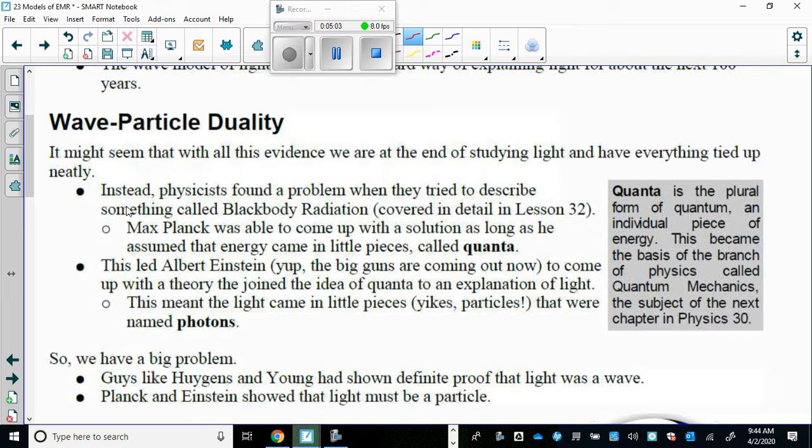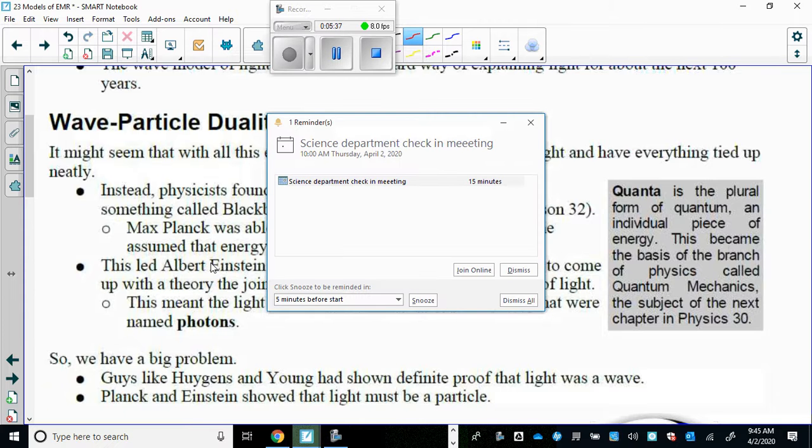But now we come to this concept called black body radiation, which again we'll discuss in another lesson. Max Planck was able to come up with a solution as long as he assumed that energy came in little pieces called quanta. So now we have this next group of physicists like Einstein. Einstein said that light comes in little pieces. And remember, whenever I say light now, we're talking about all forms of electromagnetic radiation, not just the ones that you can see. We're talking about radio waves, gamma rays, X-rays, ultraviolets, microwaves, and so on.